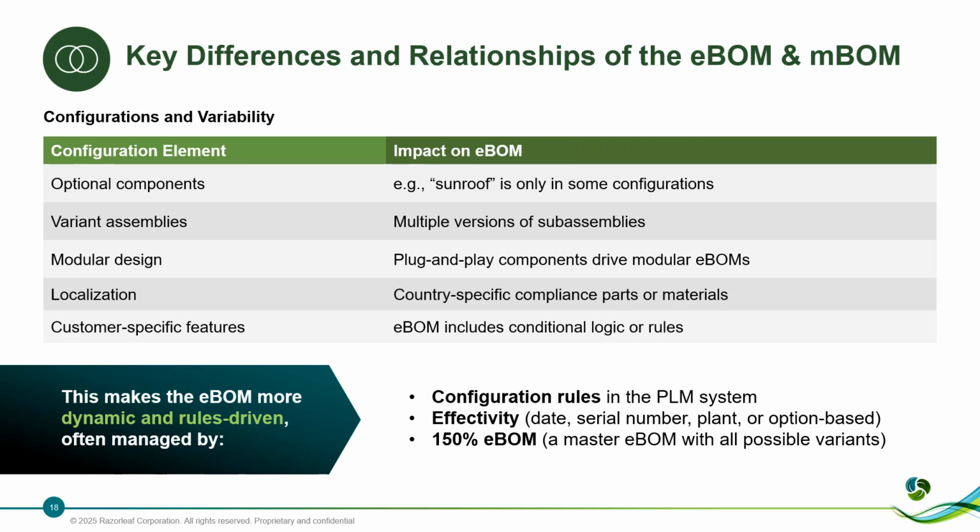Some key differences in the eBOM and mBOM for configurability and variability. The configuration element is optional components, and the impact on the eBOM is that things like a sunroof are only in some configurations. Variant assemblies: in the eBOM, there are multiple versions of assemblies. The modular design means that plug-and-play components drive modular eBOMs. Localization: things like country-specific compliance of parts and materials, and customer-specific features.